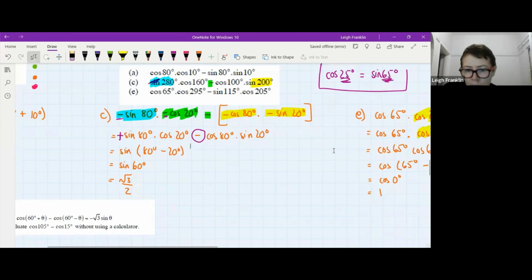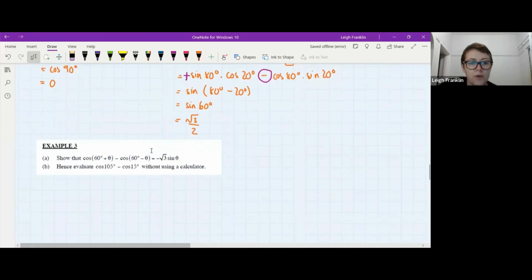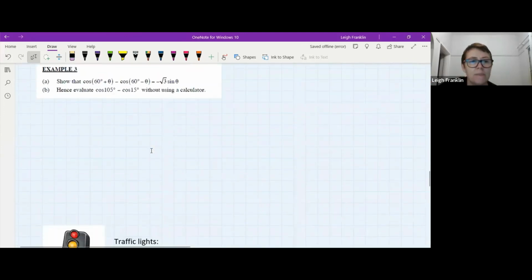Okay. Are there any other questions? Yes, so right, sine 60, root 3 over 2. Correct, Tisha. Correct. Okay, good job.